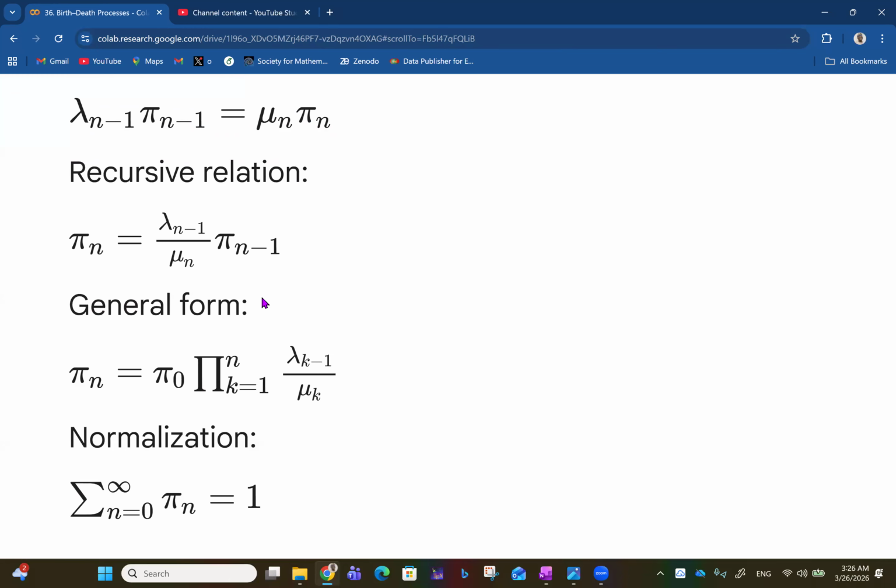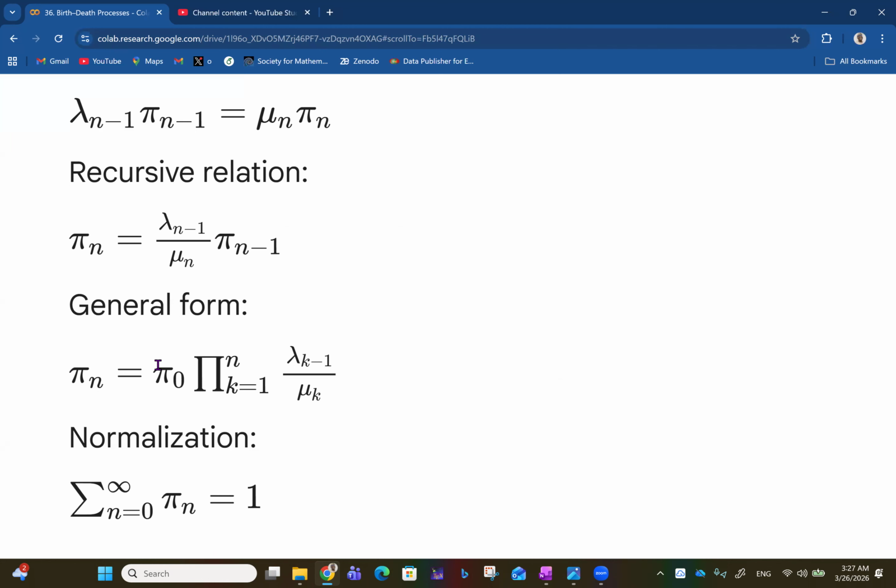So in general, the general form is pi n equals pi naught times the product from k equals 1 to n of lambda k minus 1 over mu k. Obviously here we are taking n to be k. So you're multiplying lambda k minus 1 over mu k.